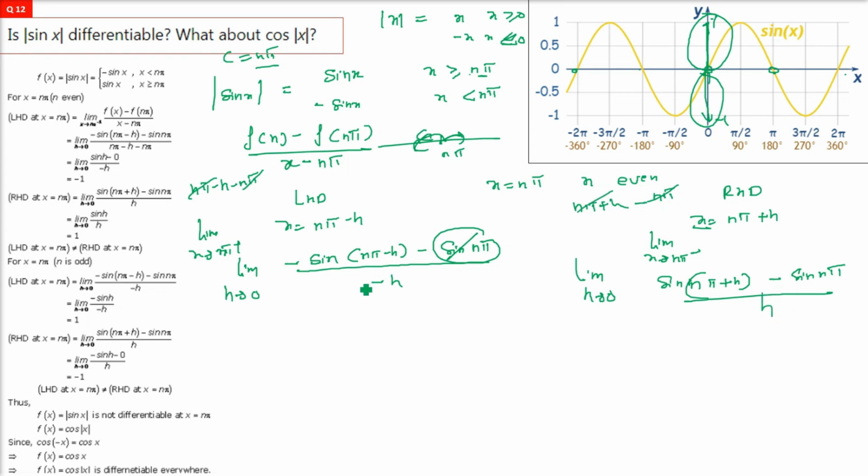Okay, what do you get here? This also 0. So you have a negative. You can just cancel these out. Sin n pi minus h divided by h.